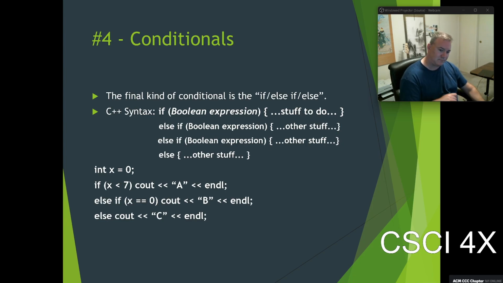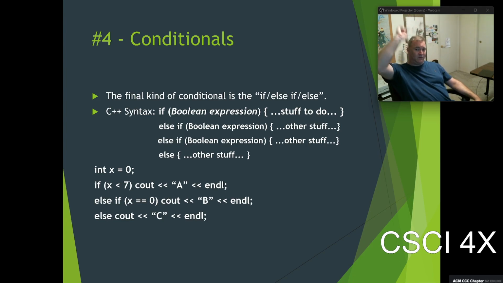So this code here, x is 0. What's it going to print? A, B, or C? We know it's going to print one of them because we've got an else in there. So we know it is going to print one and only one. But which one is it going to print? What do you guys think? A?